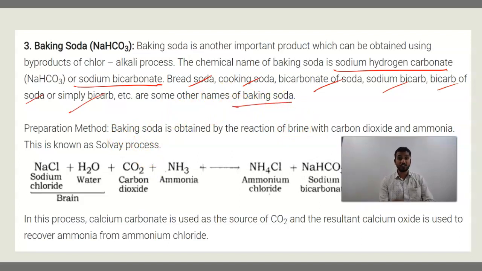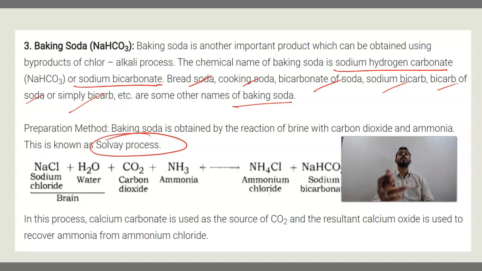Now, how to prepare it? Preparation is important. Baking soda is obtained by the reaction of brine with carbon dioxide and ammonia. This is known as the Solvay process. Remember, they may ask you questions like this. They may not ask you directly to write the preparation of baking soda. No, they may ask what the Solvay process is, or ask you to briefly explain the Solvay process.